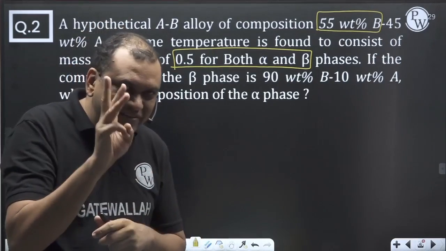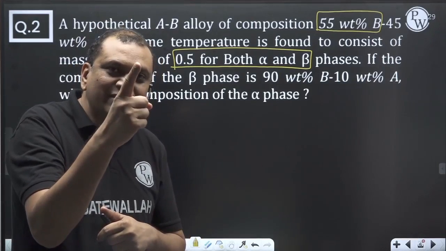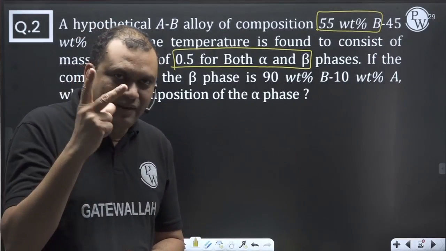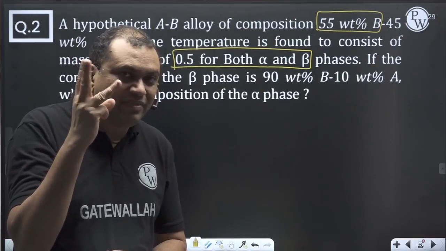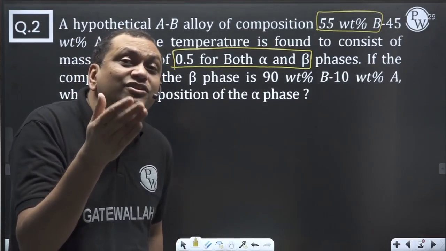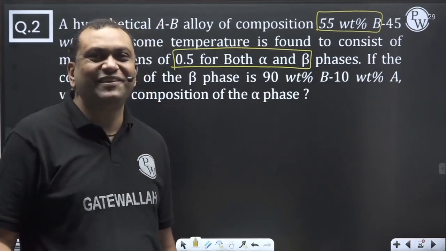So binary phase diagrams are of three types. Number one, complete solid solubility, that is called isomorphism. Number two, partial solid solubility, that is called eutectics. And number three, complete insolubility in the solid state, that is bismuth.